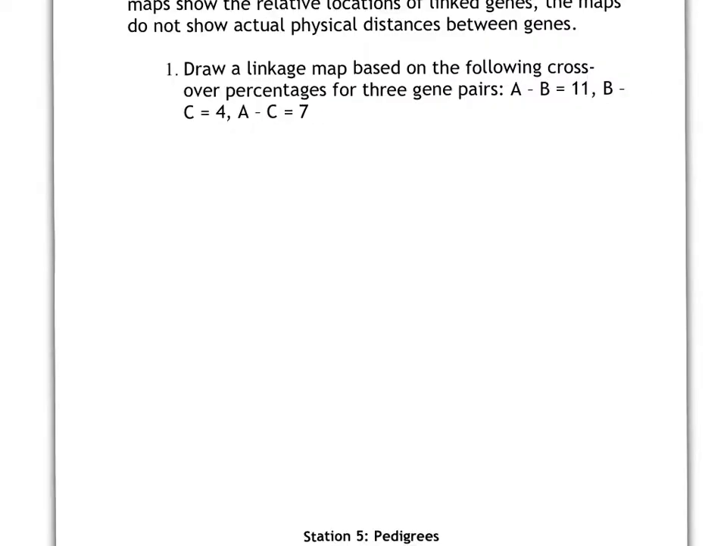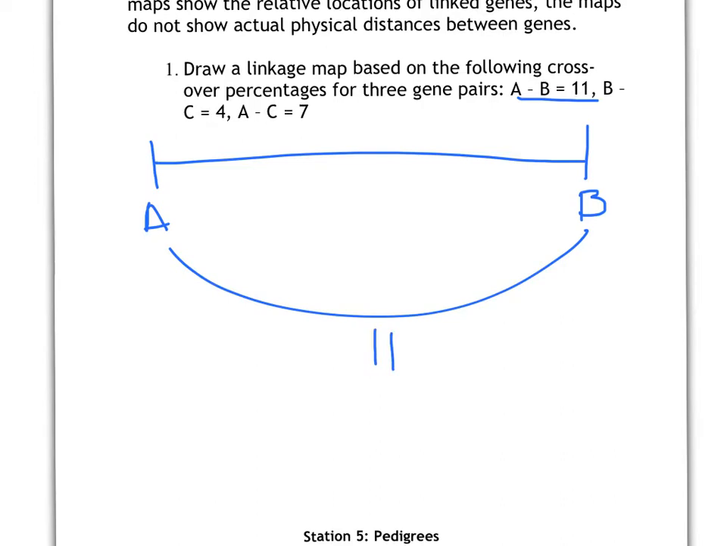Now we're going to create a linkage map for 3 genes, A, B, and C. Easy. So draw a little map. Start with A. A and B are the farthest apart of all the 3. So A and B, and this will be 11. And then we're going to guess, so 4 plus 7 equals 11. B to C is 4, so C's got to be somewhere in the middle. So that's 4, that's 7. I think you guys got that.